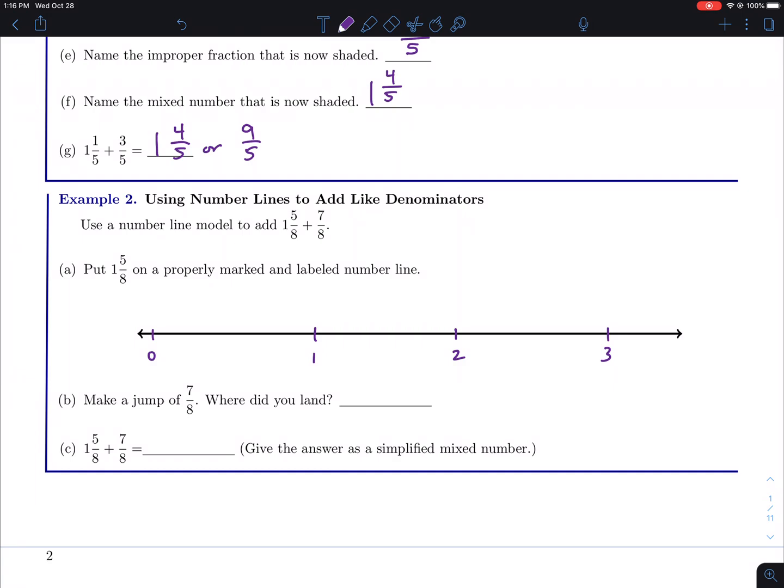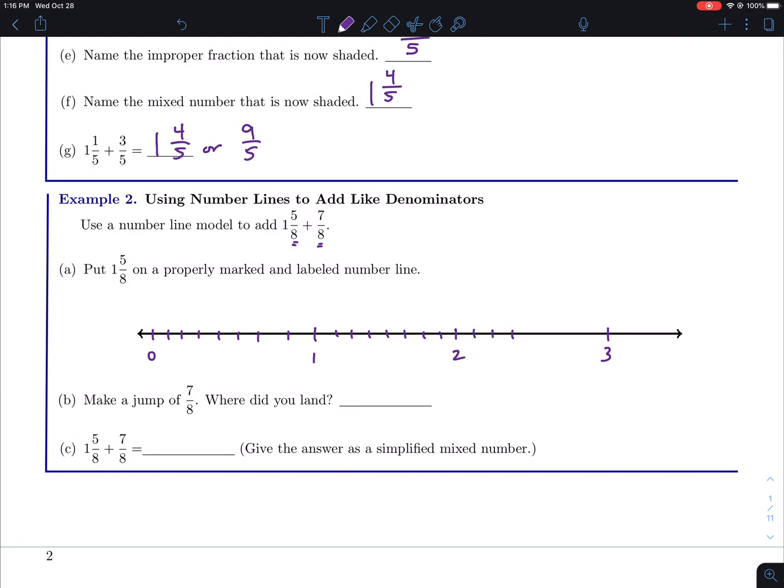The key is, since both denominators are 8s, I need to break up each of these intervals, between 0 and 1, 1 and 2, and 2 and 3, into a bunch of 1/8 chunks. So I'm going to need 7 lines in each section. And again, try to make them as even as possible. So 1, 2, 3, 4, 5, 6, 7. That wasn't very even, but 1, 2, 3, 4, 5, 6, 7.